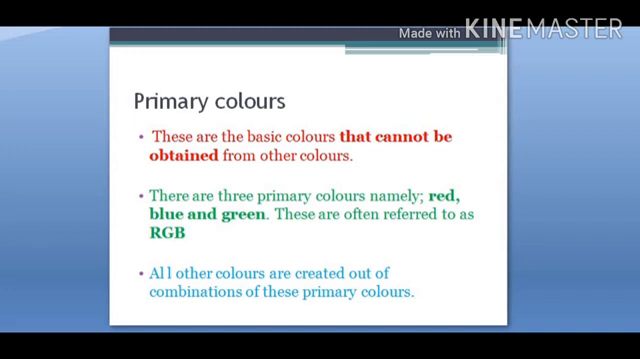By mixing these three primary colors we can create a wide range of other colors, but these three primary colors cannot be created from any other colors. That's why they are called primary colors. In short form you can call it RGB. All other colors are created out of combinations of these primary colors, but the primary colors cannot be obtained from mixing any other colors. Is that okay?